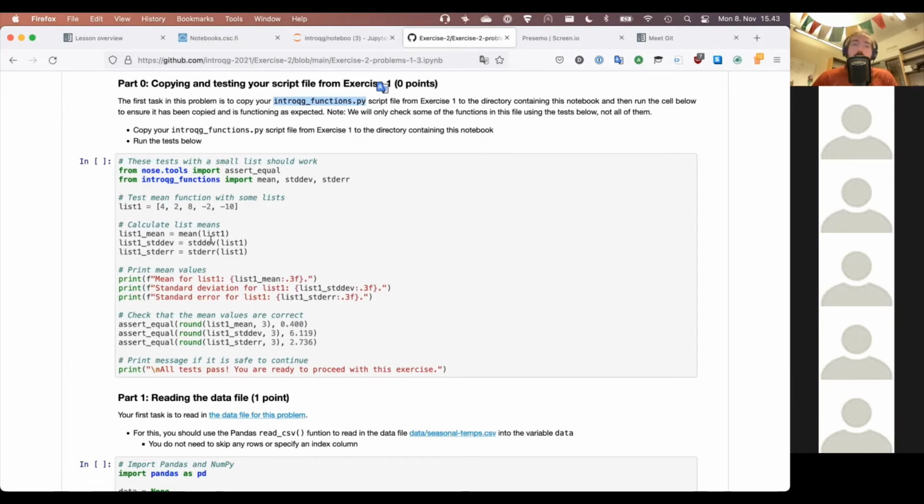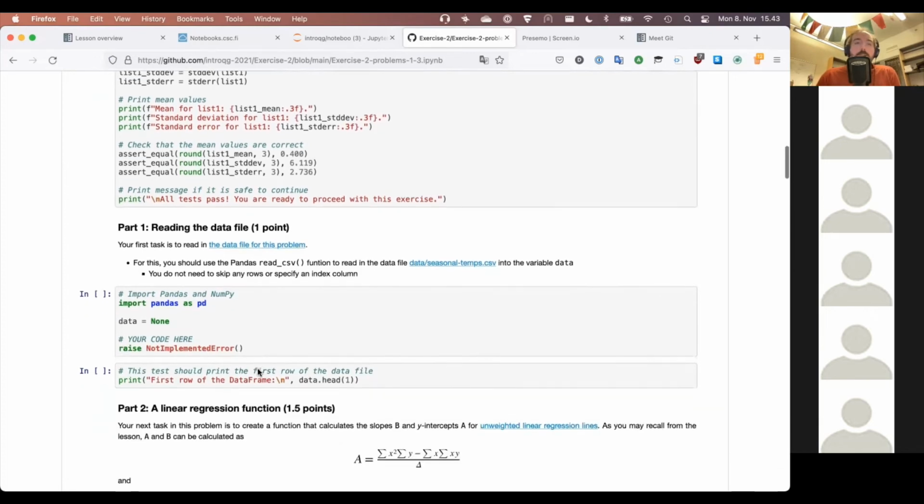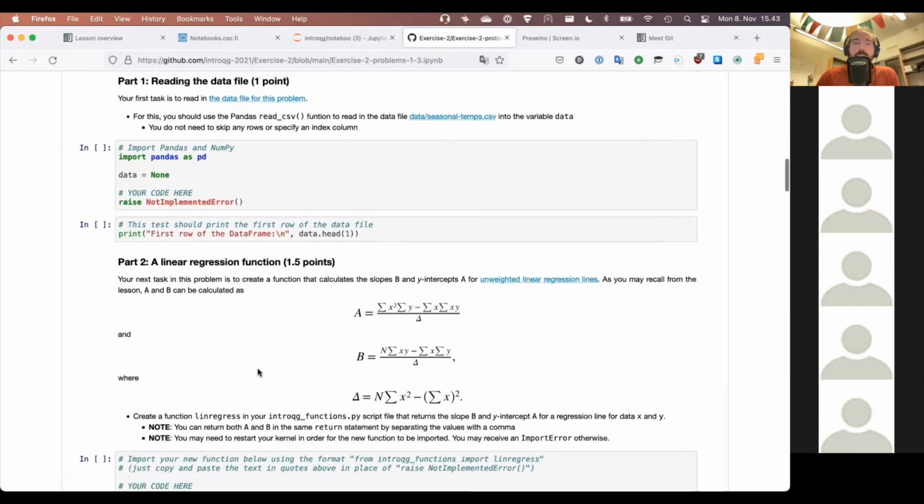So you're going to, for instance, copy this script, and then there's just a simple set of tests. It imports from your intro QG functions the mean, standard deviation, and standard error functions that you should have produced. And then there's a little test data set where it calculates what the mean, standard deviation, and standard error are, prints out those values, and then checks to make sure that they are reproducing the expected value. And if everything's good, you'll get a little message out that says, all tests pass, you're ready to proceed. So that's the first step, step 0.